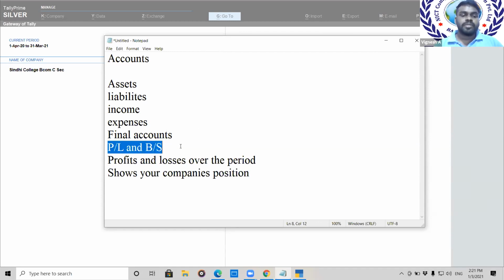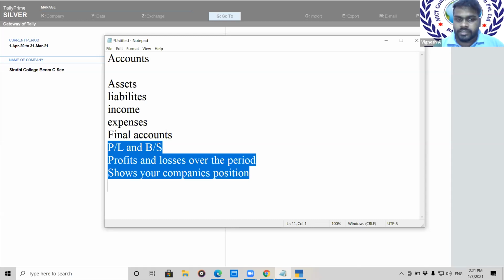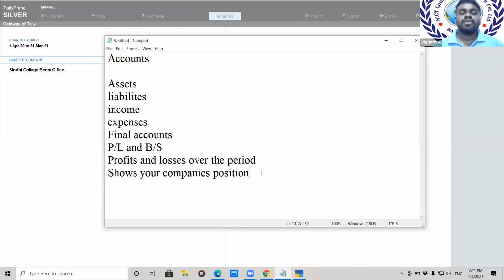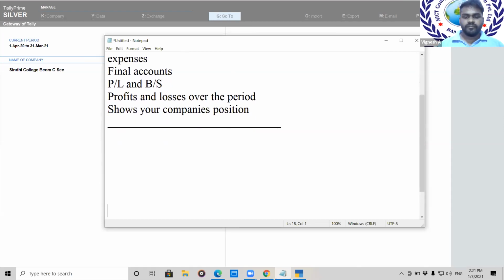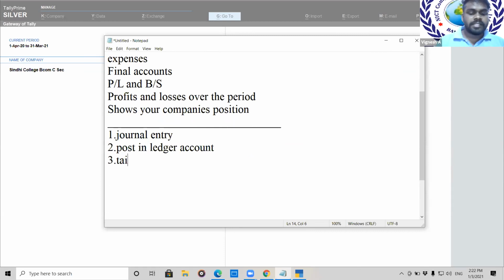So these are the two main reports we prepare. To prepare these reports, we maintain something called one cycle of accounts. Cycle in the sense, first we have to pass journal entries. Second, we need to post in ledger accounts. Third, we need to prepare a trial balance.